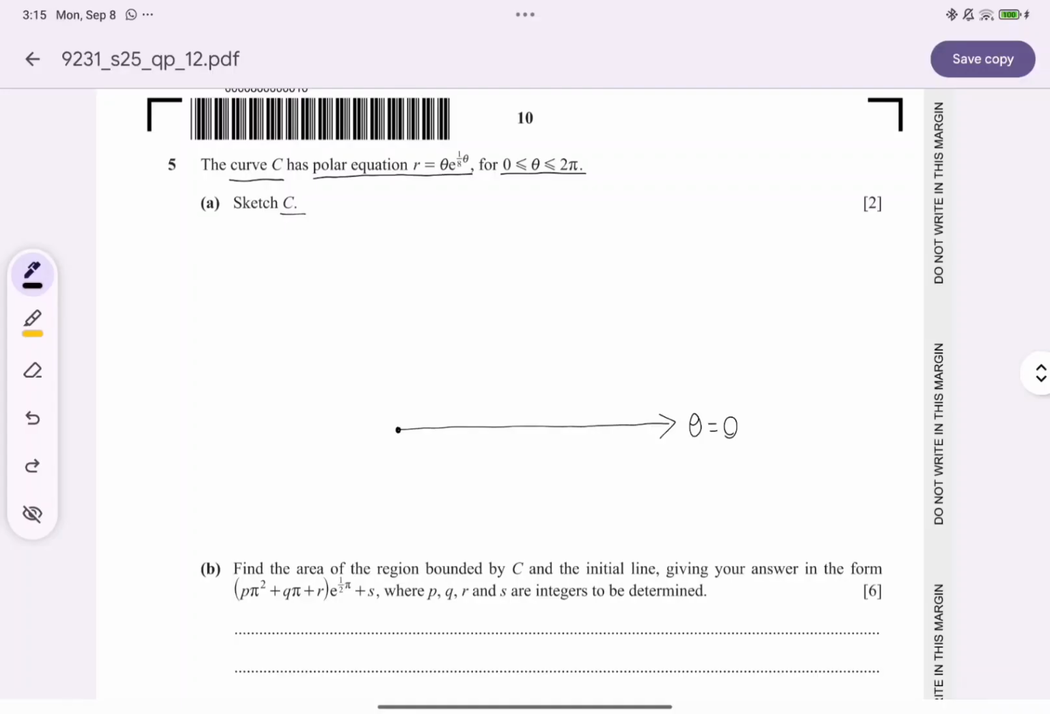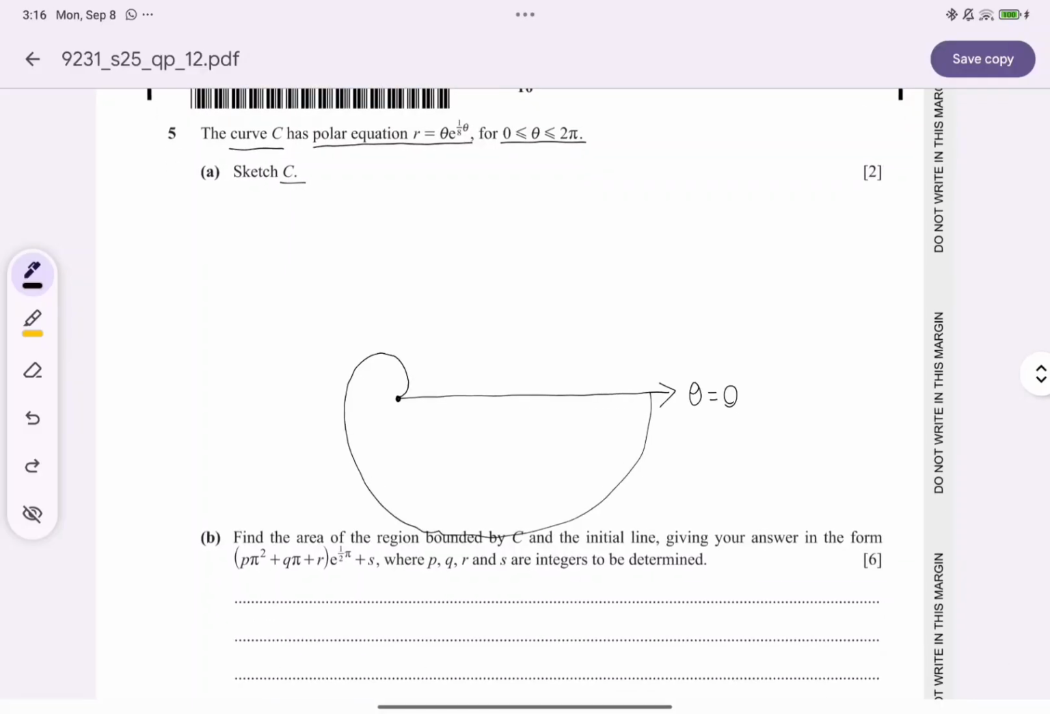And then as you substitute bigger values of theta, r also gets bigger, so the distance from the pole gets bigger. It's like a spiral shape. This is the more correct shape, but let me resketch that. It starts off small and then it slowly gets bigger. So this is the rough shape of this polar curve with this equation.